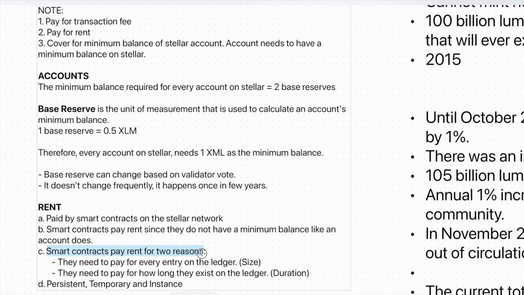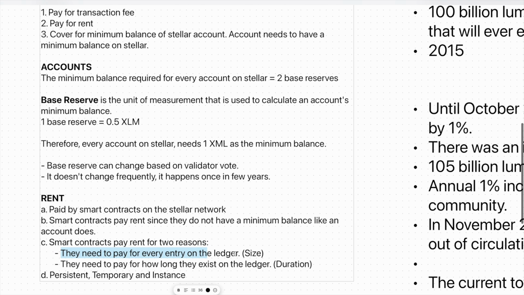Pay rent for two reasons. The first reason is that they need to pay for every entry on the ledger. Also, they need to pay for how long they exist on the ledger. So you're paying for size, basically, and you're paying for duration. Those are the two reasons why we pay rent. That's the concept of rent, right? So that's the reason why rent is being paid.